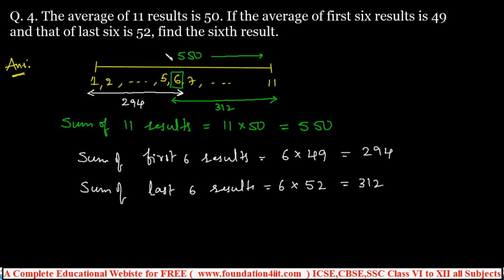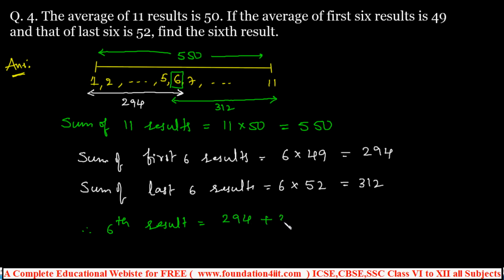550 is the total of all 11. So the 294 plus 312, if we add, that is more, an extra sixth result, compared to 550. Okay, so therefore the sixth result is, if you notice here, only 6 is repeating 2 times, 1 to 6 and 6 to 11. 6 is extra added.